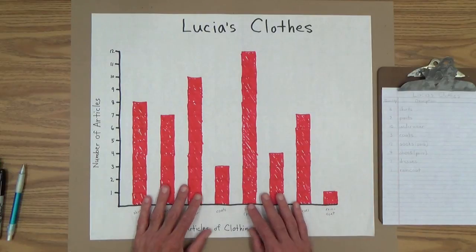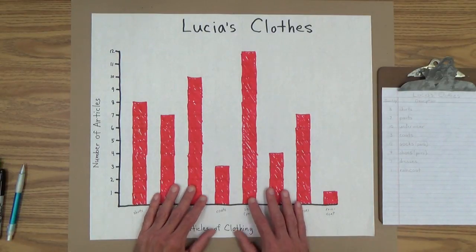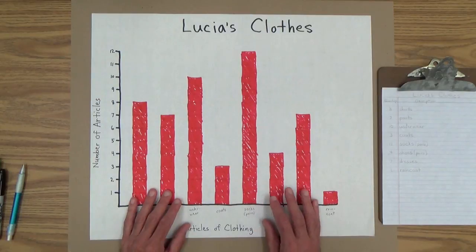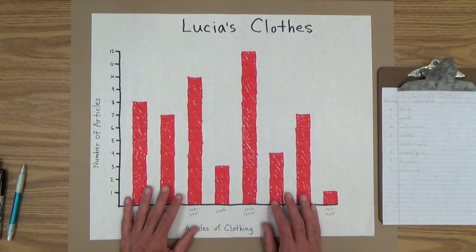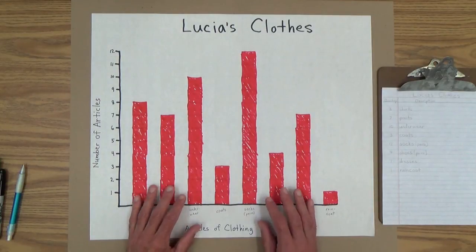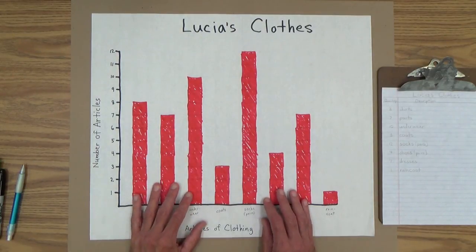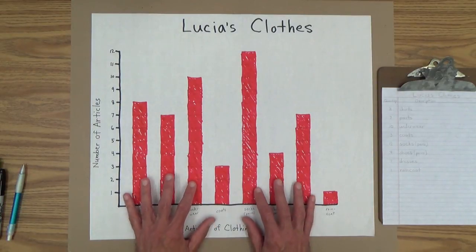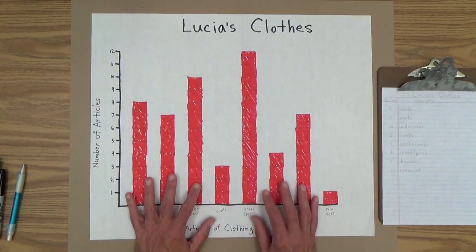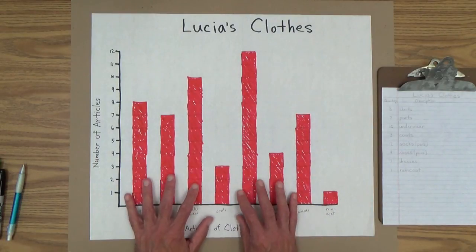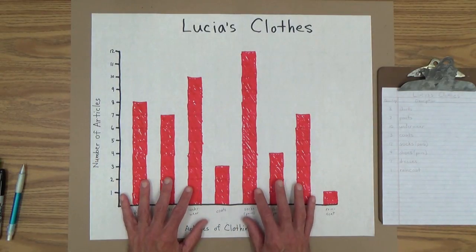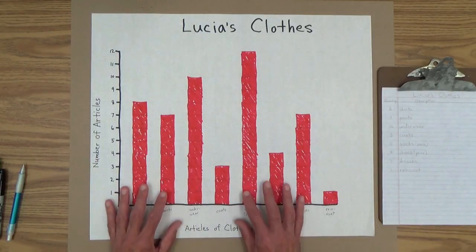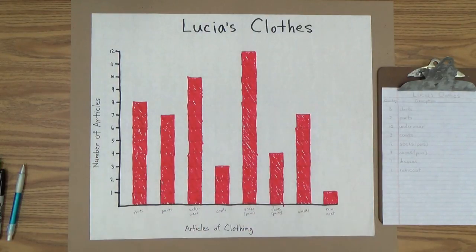And finally, you could ask a more, what's the word I should use, esoteric question. Something like this: if your friend Robert made a graph for his clothes, would it look just like this? And of course, hopefully she would say, well, no, because I'm sure he has different quantities of these kinds of clothes and maybe some different kinds of clothes. So it's not likely at all that his would look exactly like this. So those are the kind of questions you can ask about graphs.